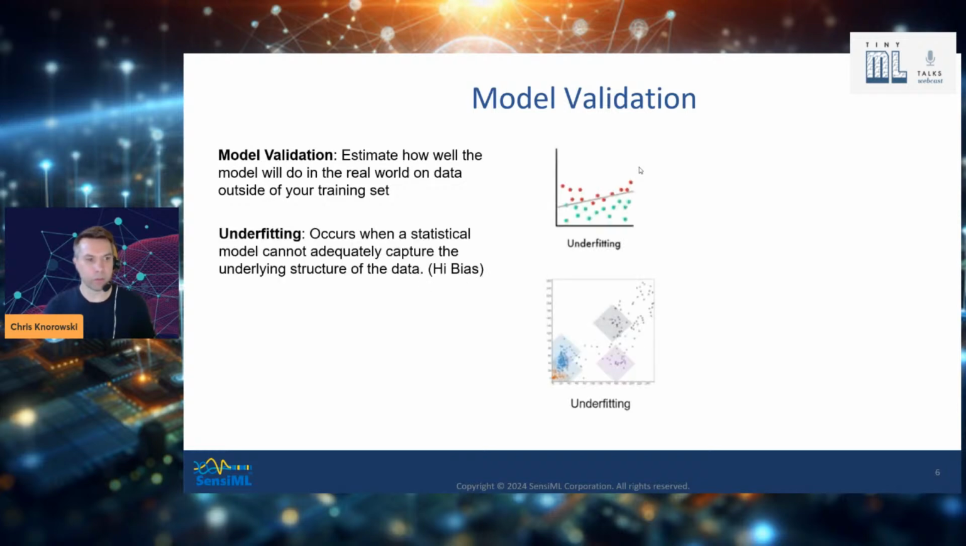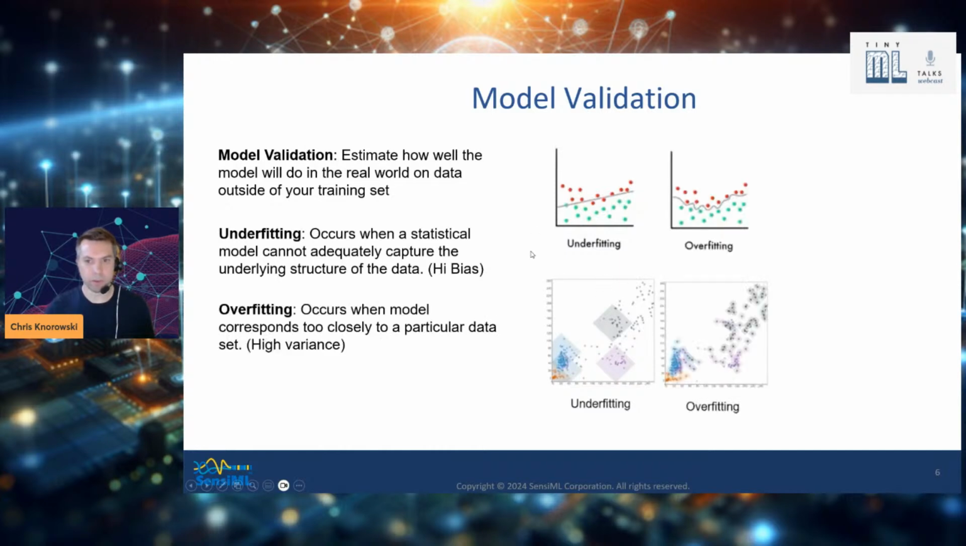Some of the things we look for are, first, is my model underfitting? Underfitting occurs basically when a model can't adequately capture the underlying structure. So in this case, on the top, you see it's underfitting because we're just drawing a straight line, and that doesn't really model the data. On the bottom, when we're thinking about clustering, again, we don't have enough clusters, so we can't really capture all of the information in this data.